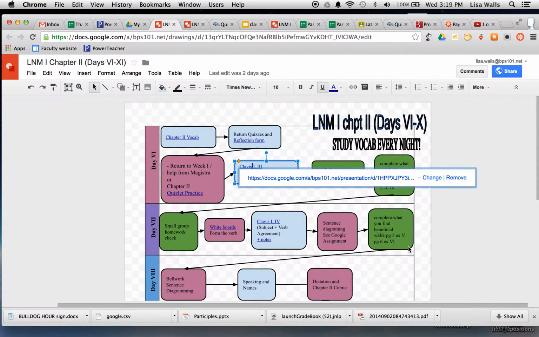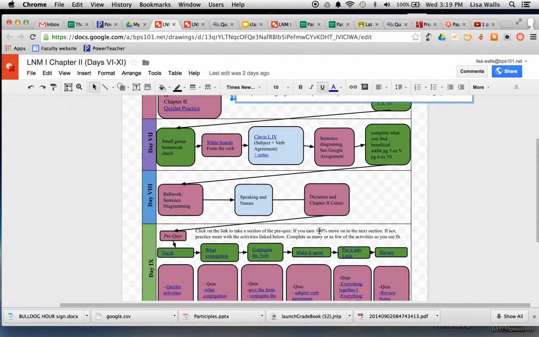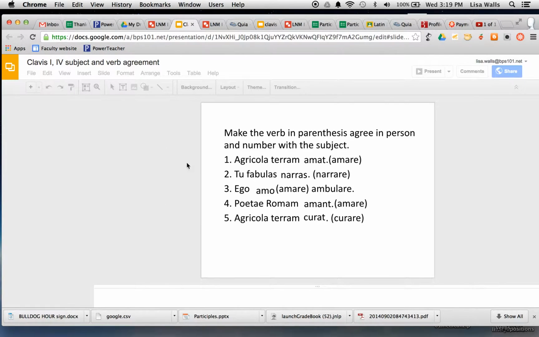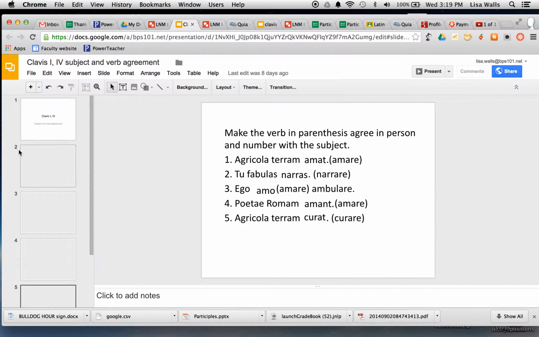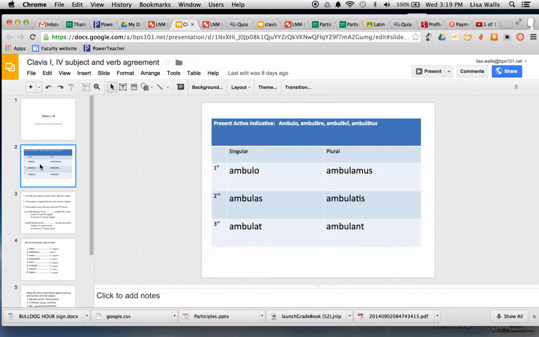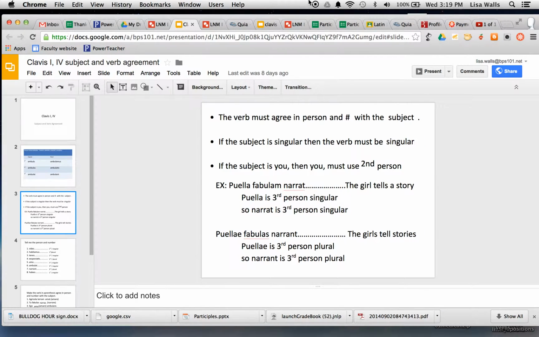The second grammar concept that we talked about was subject and verb agreement, which basically just continues the idea. Alright, so with subject and verb agreement, this was the whole take the sentence and take the verb in parentheses and make it agree. So we started by reviewing your endings, O/M, S, T, MUS, TIS, NT, and then we talked about that a verb must agree in person and number with its subject. So if the subject is singular, the verb must be singular. If the subject is you, then you have to use second person.